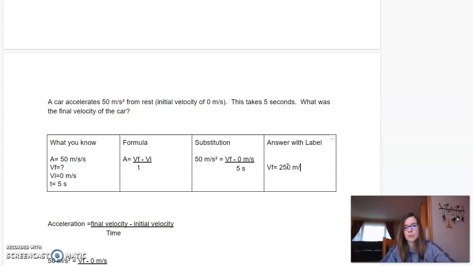250 meters per second. Okay, so really what you do with these problems is you fill out your formula, look at what you need to get by itself, use a few little math things to get your variable by itself, and you should be able to figure out what velocity and time are from that.